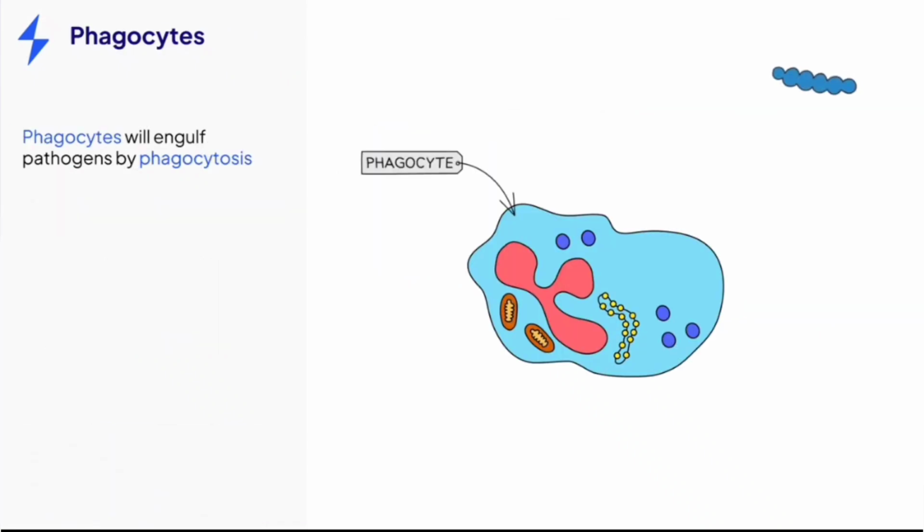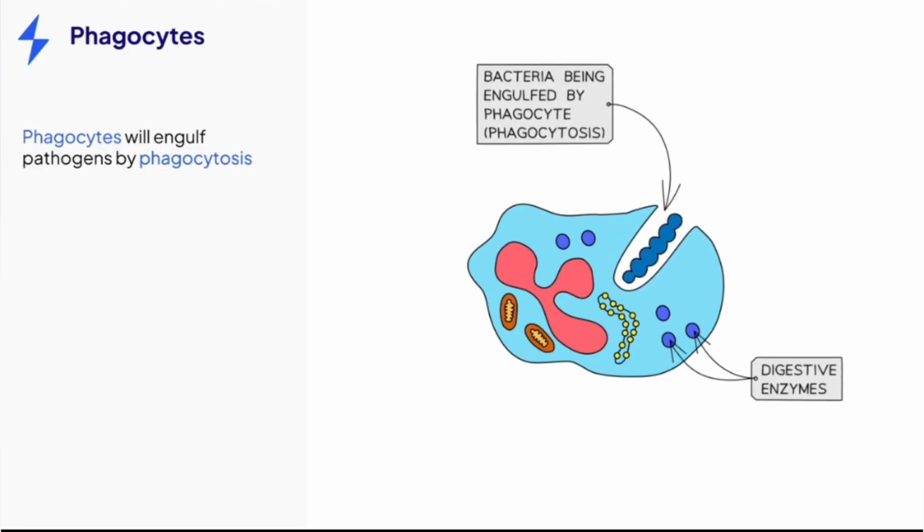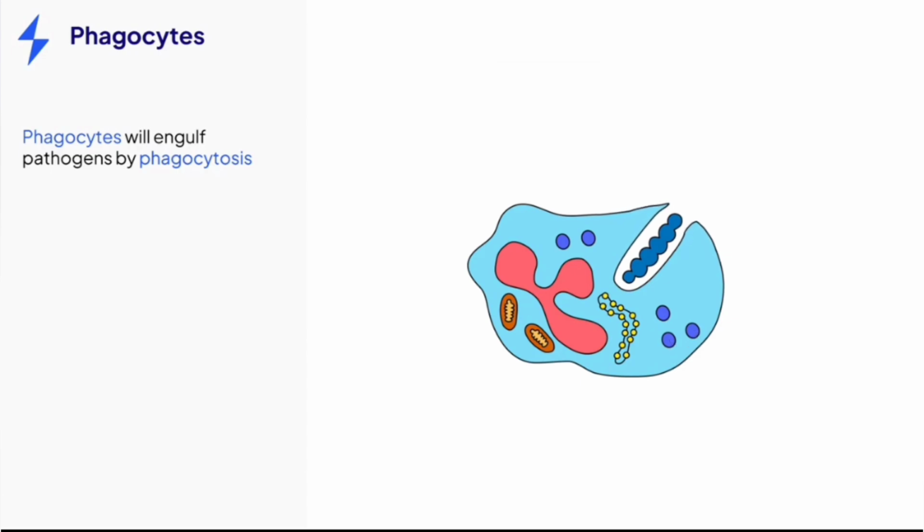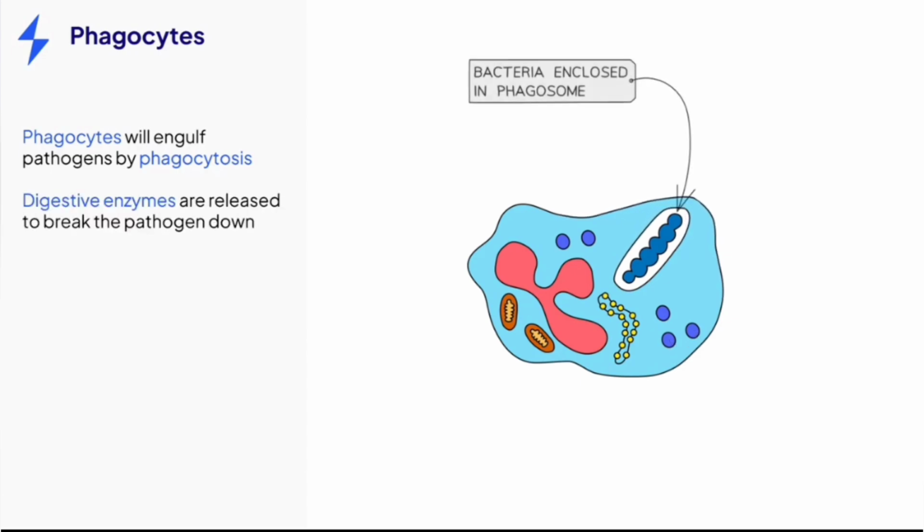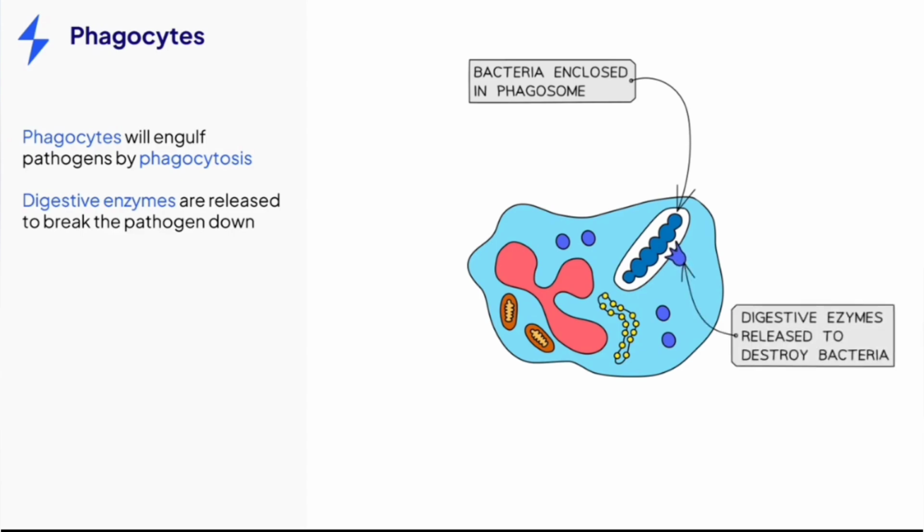Special white blood cells, known as phagocytes, are responsible for the process of phagocytosis, during which pathogens are engulfed and destroyed. The pathogen is first surrounded by the phagocyte as it moves to fully engulf the pathogen. Next, digestive enzymes are released that will break the pathogen down and destroy it, removing any harm to our bodies.